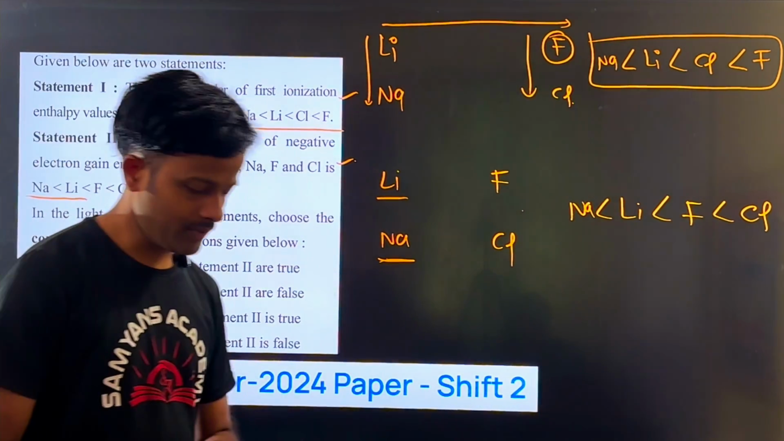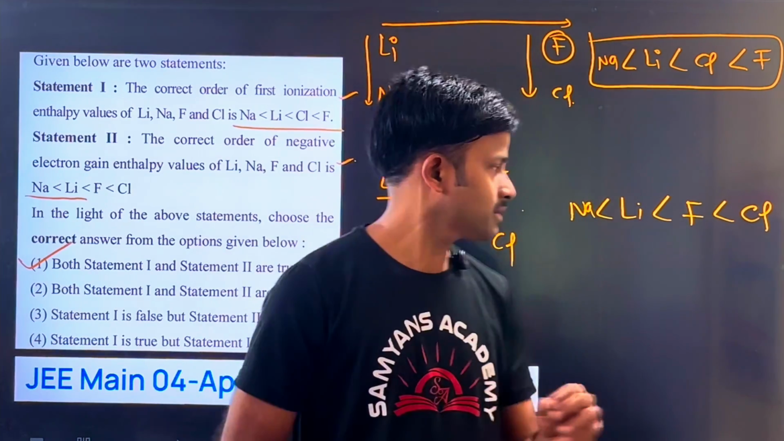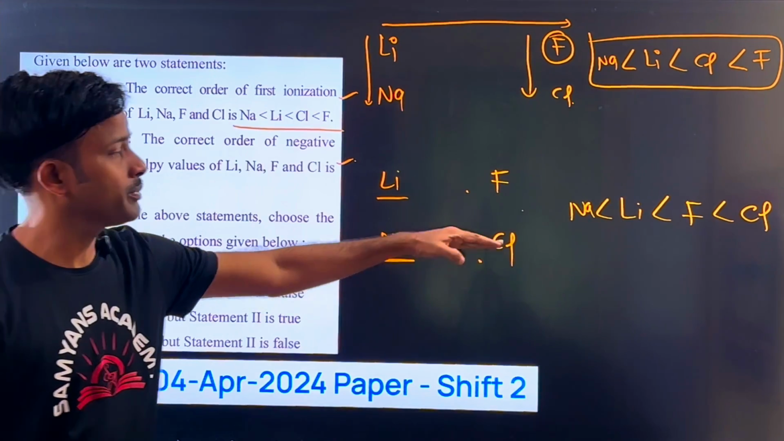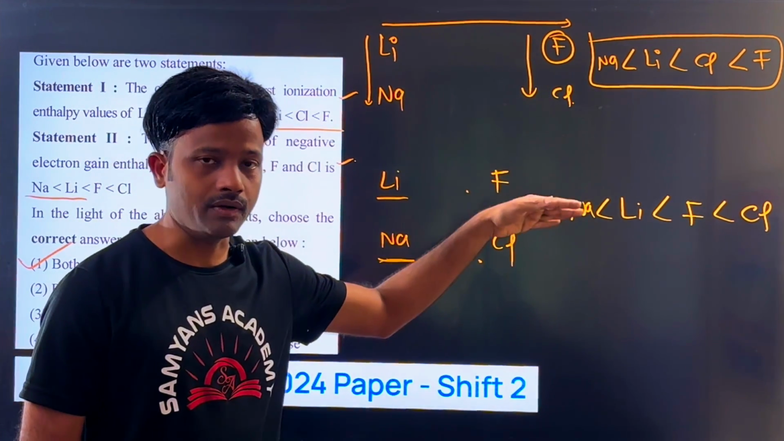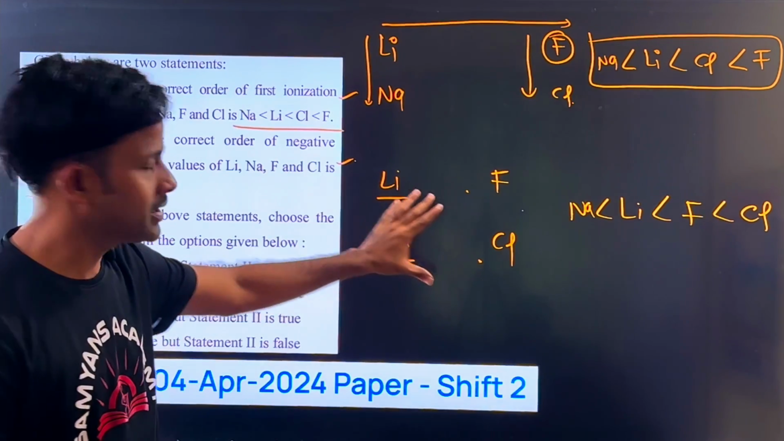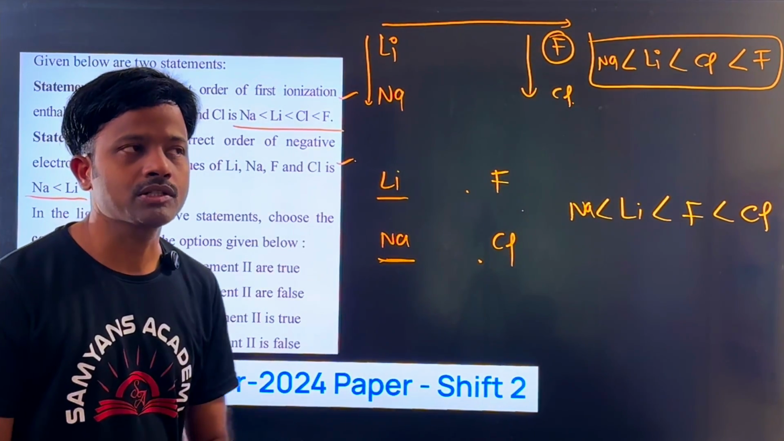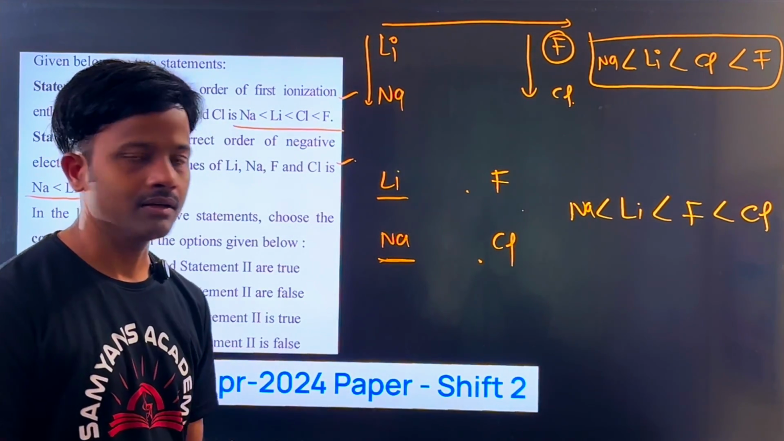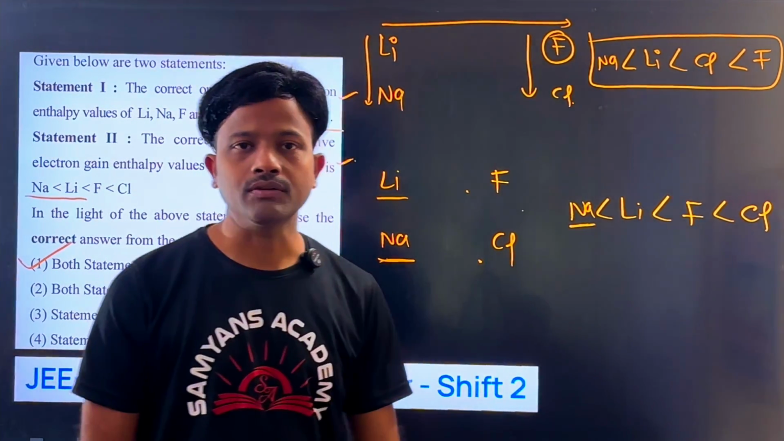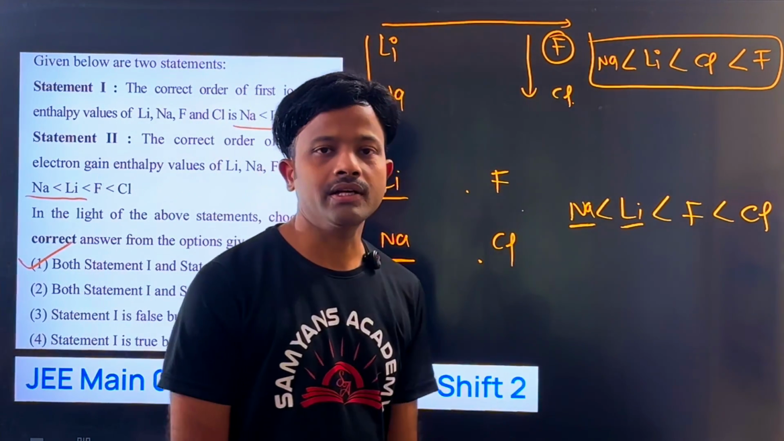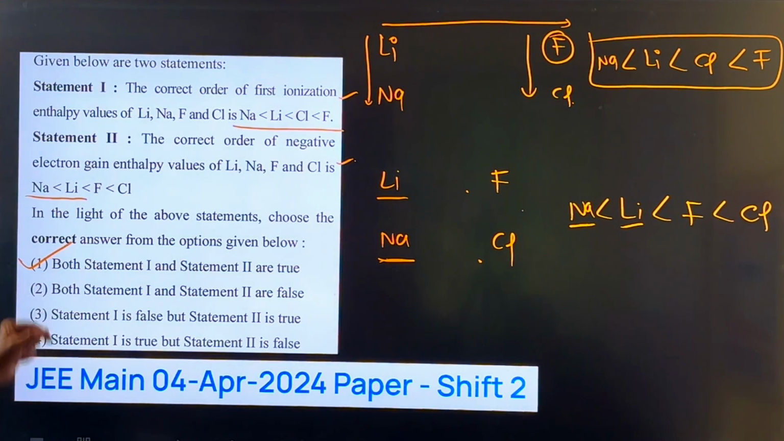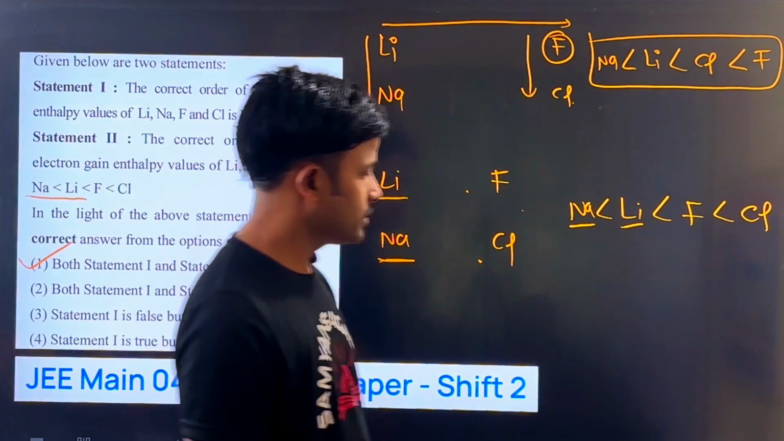Actually, in groups, fluorine is in the second period and chlorine is in the third period. The third period element has more electron affinity value than fluorine, right? But in the exception case, these are first group elements, the electropositive elements. They don't want to take the electron readily. Sodium can give the electron very easily, but it cannot take it, so it has less electron affinity, a more negative value than lithium. Is it clear, everyone? Both statements are correct, and this question was given in JEE Mains 4th April 24, shift 2. Move on to the next question.